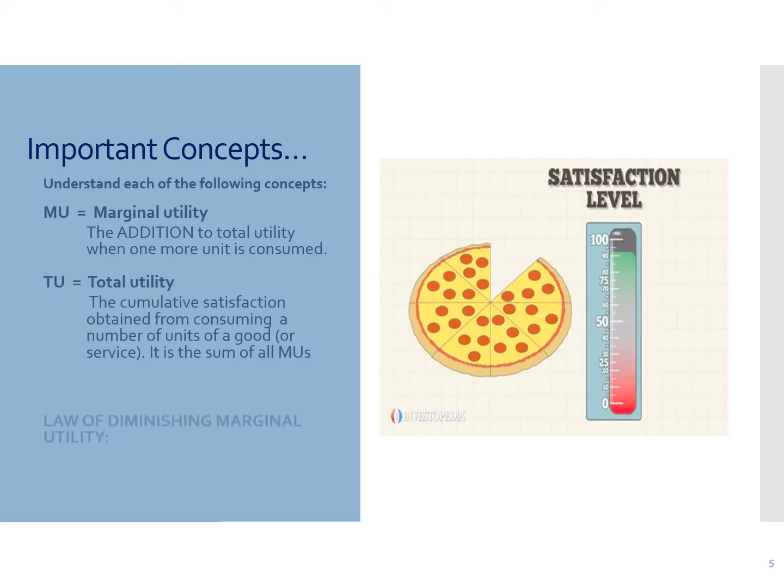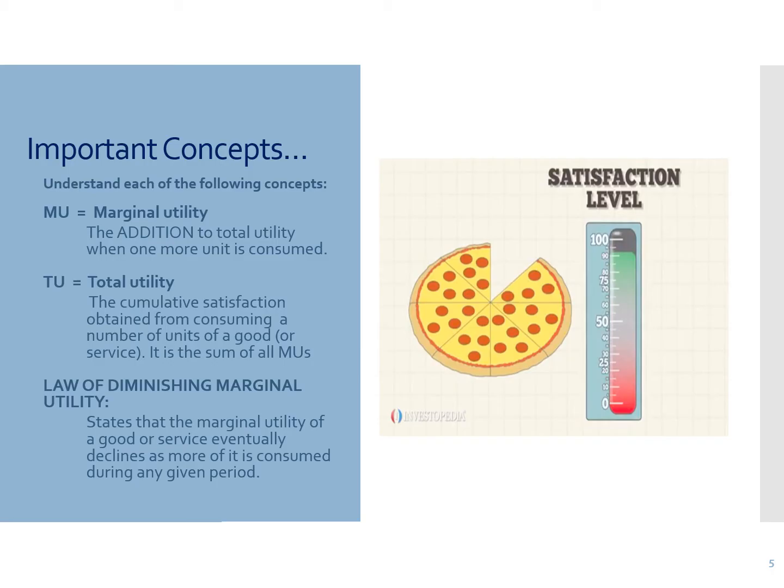What these two help us understand is a really important law. This is the law of diminishing marginal utility. It states that the marginal utility of a good or a service eventually declines as more of it is consumed during any given period. Now, interestingly enough, students, this is a concept that you're all aware of. You've just never given it a name. Let's investigate this law in more detail.